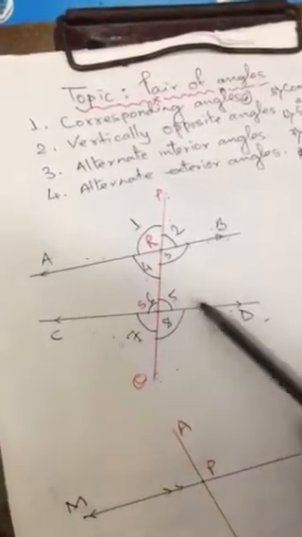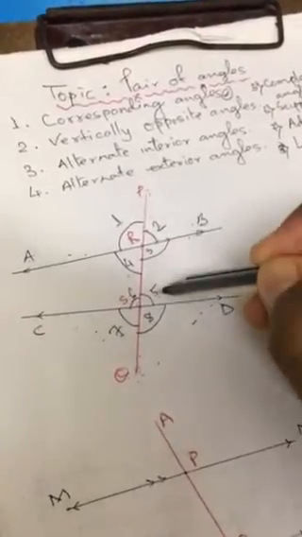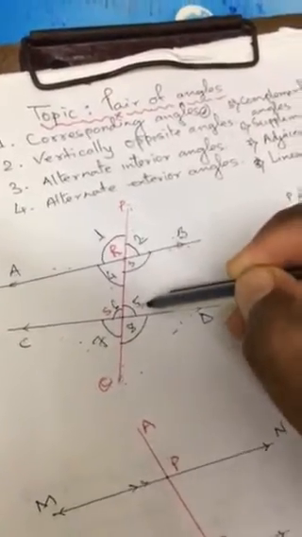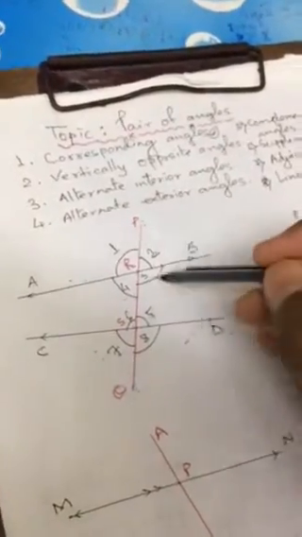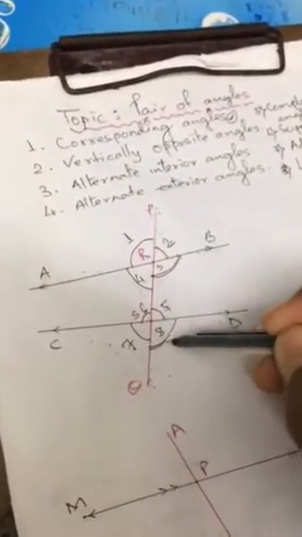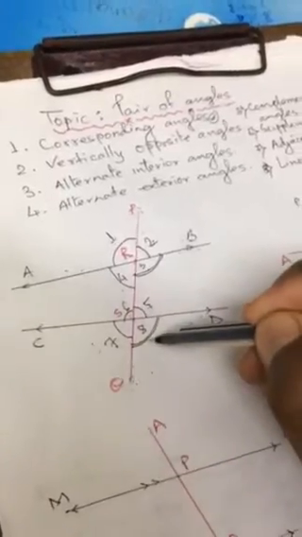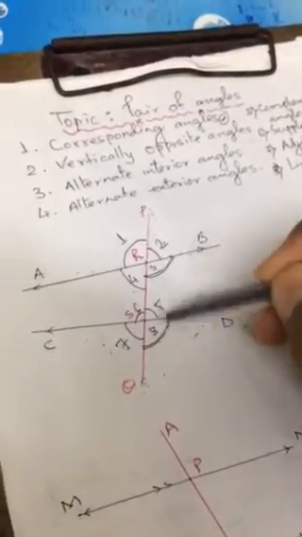Angle 5 is above the side CD. So angle 2 and angle 5 can be corresponding angles, remember. And angle 3 and angle 8, these two angles are also corresponding angles, because 3 and 8 both are on the same side of the transversal.